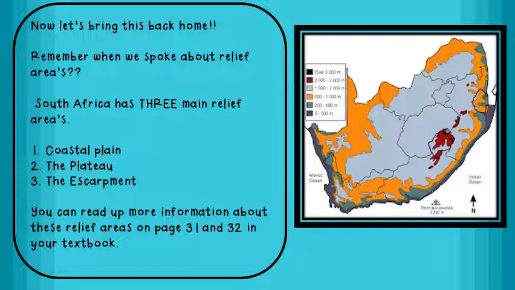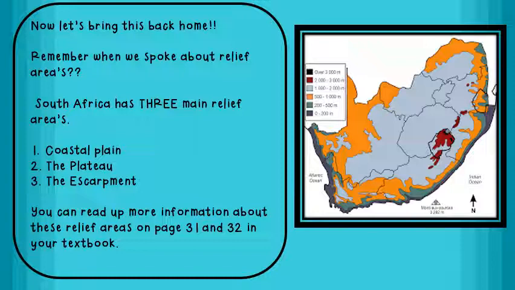Okay, now if we look at this map on the right, you can see the different colors. Let's bring it home to South Africa. Remember we spoke about relief areas just now? Now, South Africa has 3 main relief areas. Your coastal plain is your first one. This is your lowest level, your lowest area in South Africa, which is just around the coast. So the altitude is mainly between 0 and 500 meters above sea level.